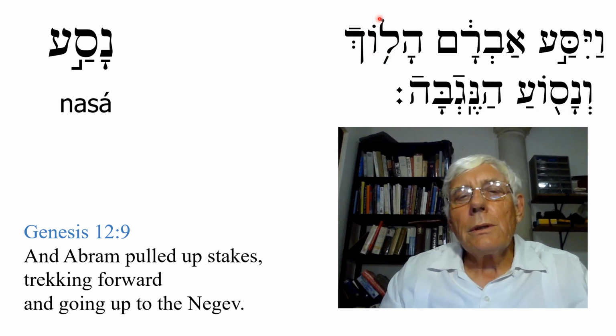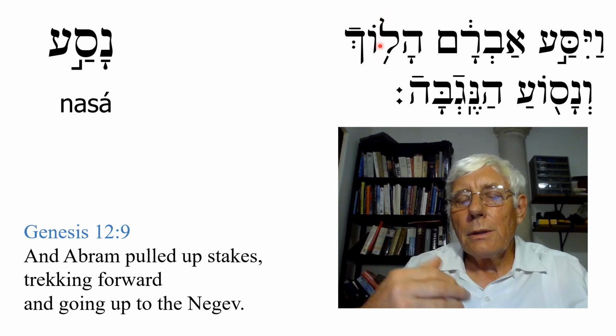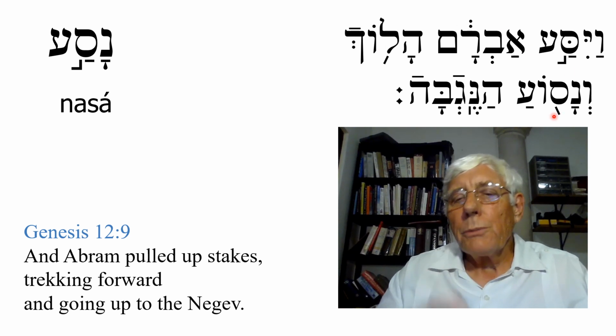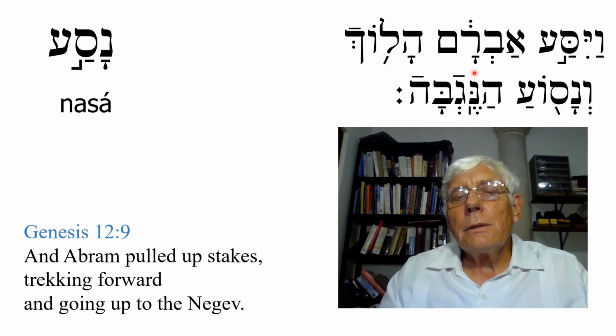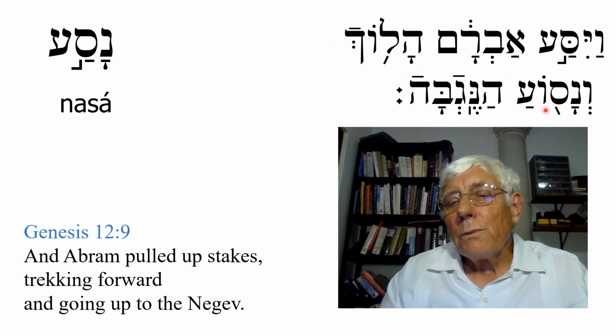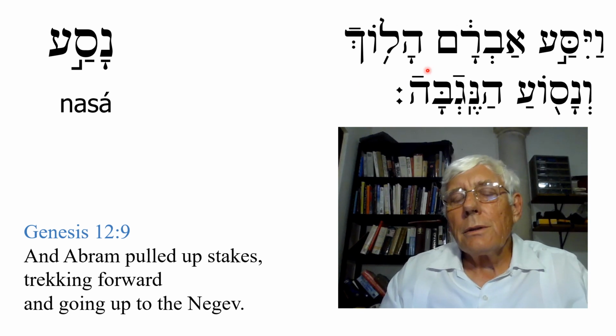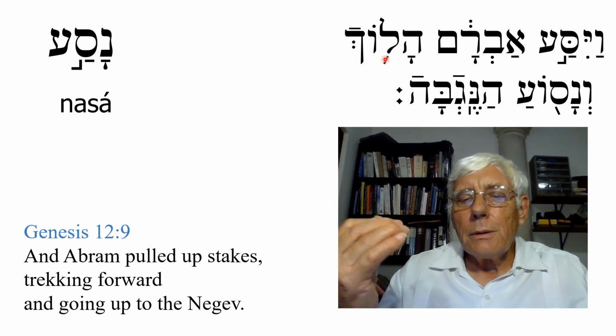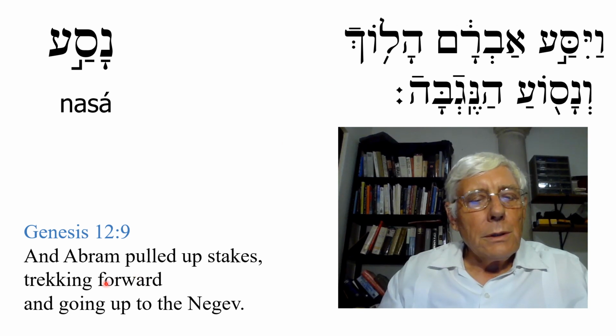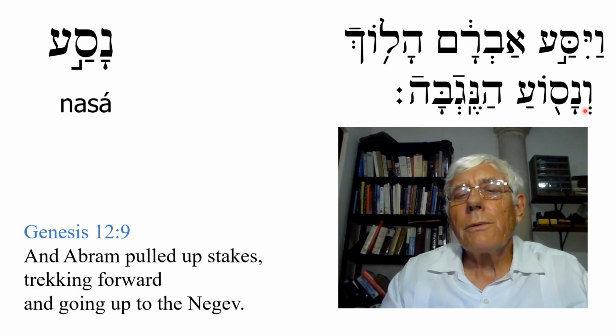Often when you have a root and then you have a vav, it does a couple of things to it. One, it makes it a reflexive action. He was walking along with others, and he was going up with others. And it's more of a constant action as well. These are both actually absolute infinitives, but we tend to translate them as participles. So we have walking and going up, the Negev, to the Negev.